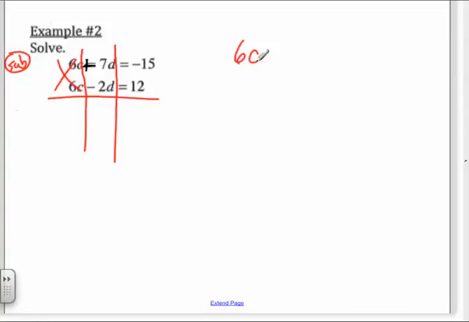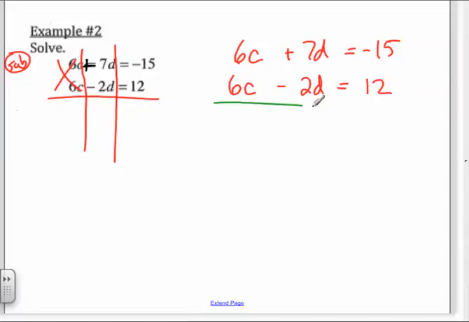Let me rewrite. 6C plus 7D is equal to negative 15. 6C minus 2D is equal to 12. Right, Jackson? Okay. Now I'm going to squash these two things together. I can add all of the like terms, or I can subtract the like terms. But what I want is for these two to cancel out because I don't want two variables in my answer.